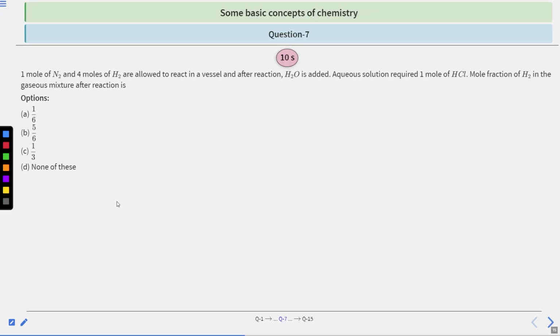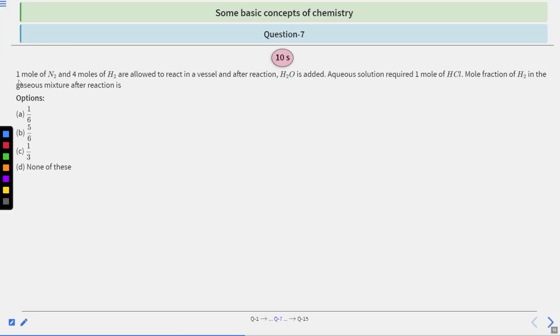Moving on to our next question, that is question number 7. 1 mole of N2 and 4 moles of H2 are allowed to react in a vessel, and after reaction H2 is added. Aqueous solution required 1 mole of HCl. Mole fraction of H2 in the gaseous mixture after the reaction is. Options are 1 by 6, 5 by 6, 1 by 3, or none of these. You have 10 seconds to solve this question by yourself. After that, we will see the answer.